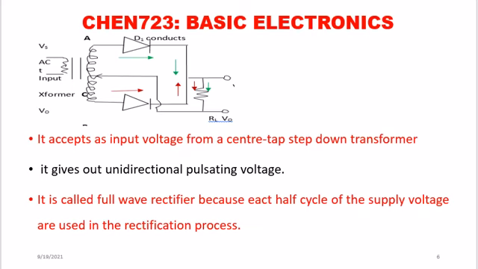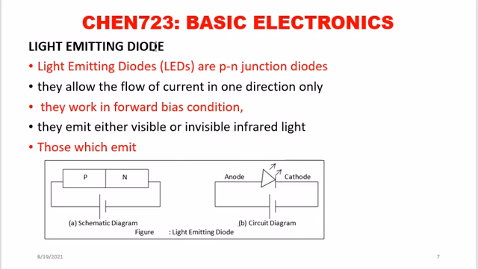So the next thing is what we call light emitting diode. These light emitting diodes are the diodes that give out light as the output energy when they are connected to electricity. And of course, they are made using PN junction material. That is the P-type semiconductor, and this is the N-type semiconductor, and they are connected together to form this junction.